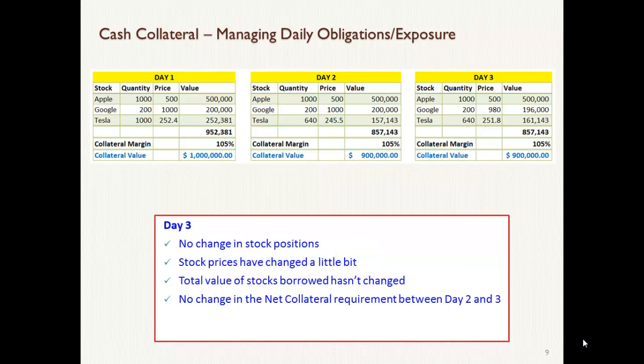On day 3, there is no change in the stock positions. The prices have changed a little bit, but across all the stocks borrowed, the total collateral value hasn't changed. So there is no requirement to exchange any collateral between the borrower and lender between day 2 and day 3. The purpose of this example is to show you at a very high level how collateral obligations are managed on a daily basis. However, in reality, this is a lot more complex, especially when you have a number of counterparties and different currencies being exchanged every single day.